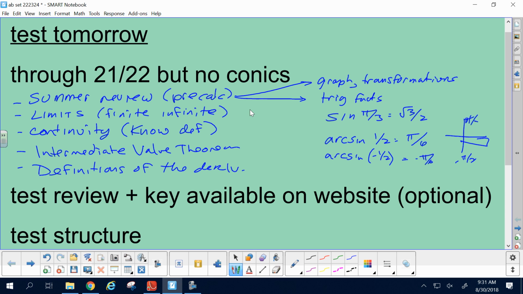Okay? In terms of test structure, I don't know how this compares to Mr. Slaughter's test, but I can assure you it's pretty much just like Ms. Candy's test if you've gone from Ms. Candy. It's 2 pages. The first page is calculator.